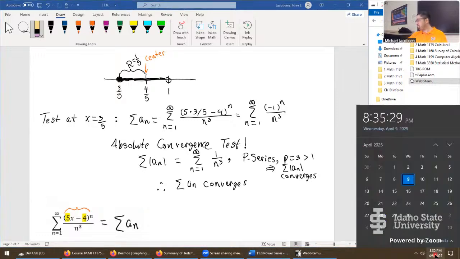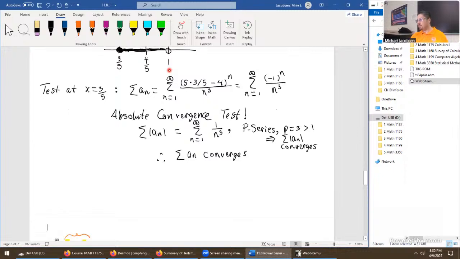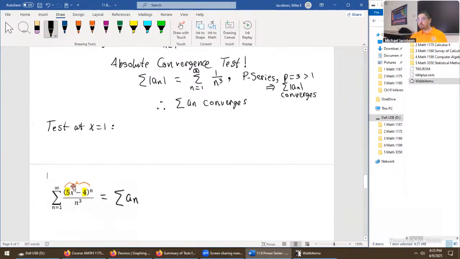Let's see, how are we on time? Let's give it a try. We're testing at a boundary value 1. Test at x equals 1. What happens at x equals 1? We're just plugging 1 right here. So we get summation a_n, a sum, n goes from 1 to infinity. 1 there is just 5 minus 4, 1 power of n. That's just 1 over n cubed.